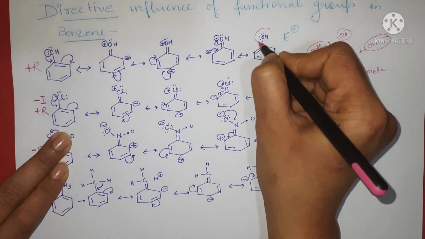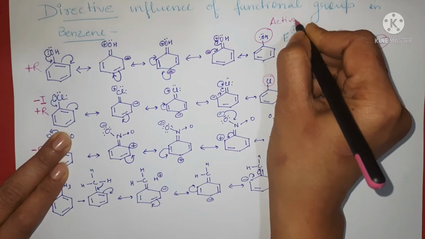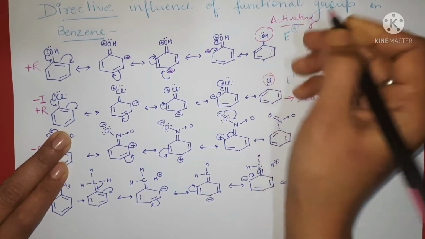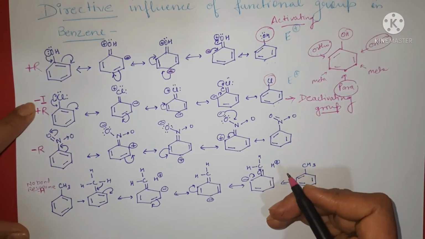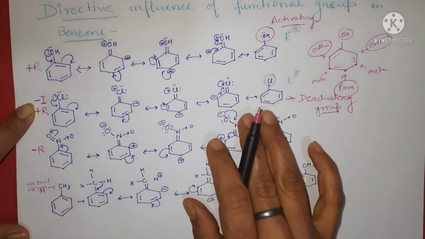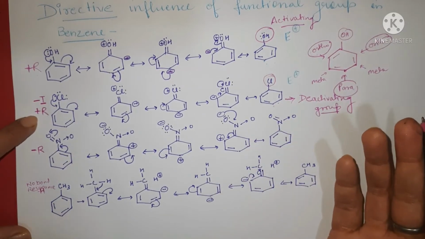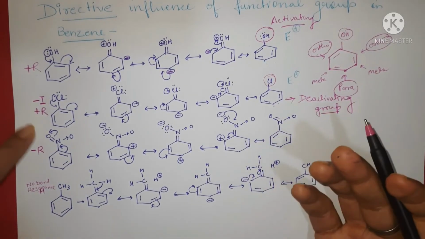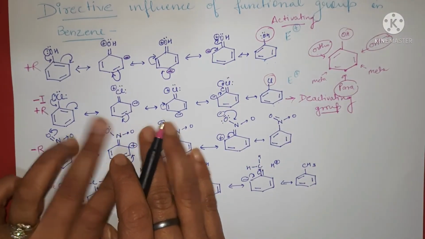Alright. And we call OH as activating group, because it purely activates the benzene ring. But here, due to this minus I effect, it is somewhat deactivating the ring. But yes, plus R is dominating over inductive effect. That's why we call it as a ortho and para directing group, chlorine.